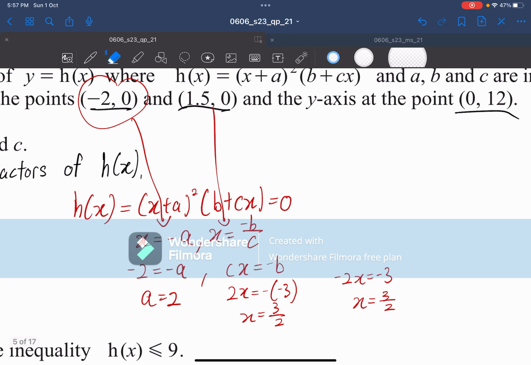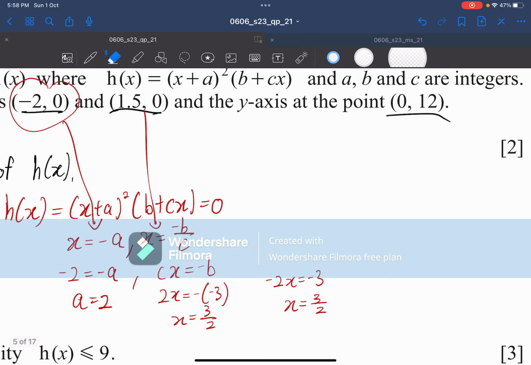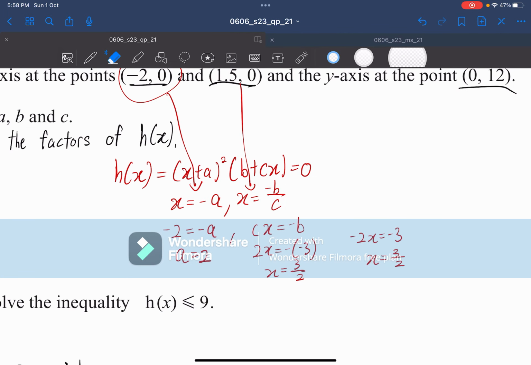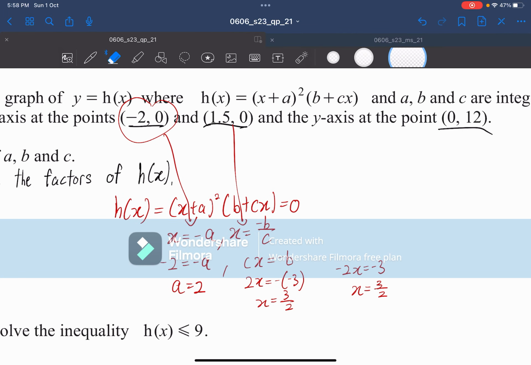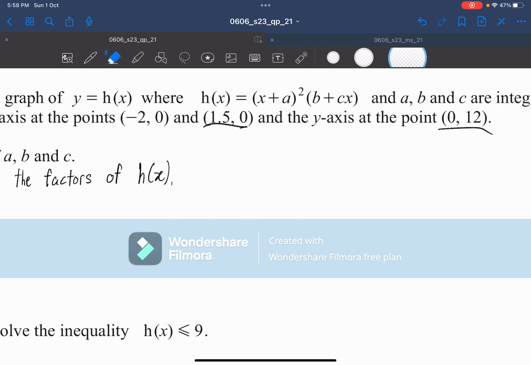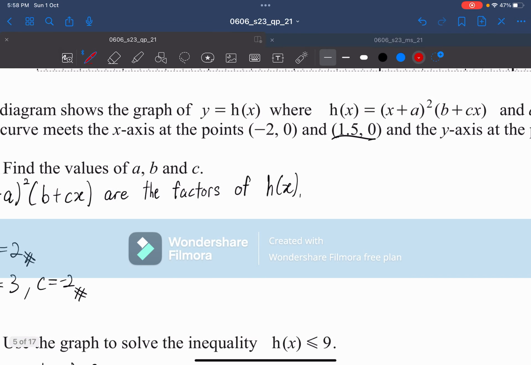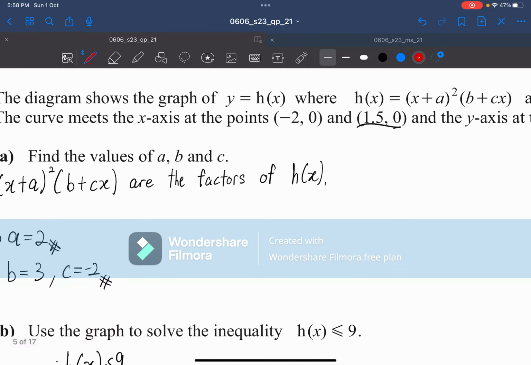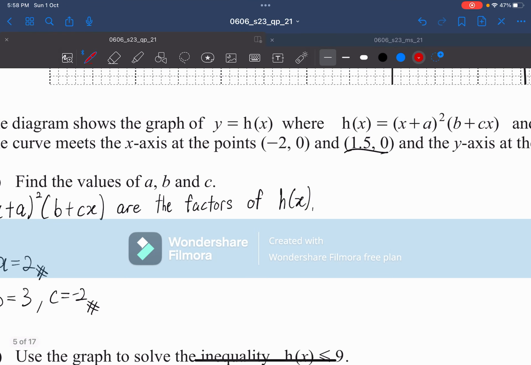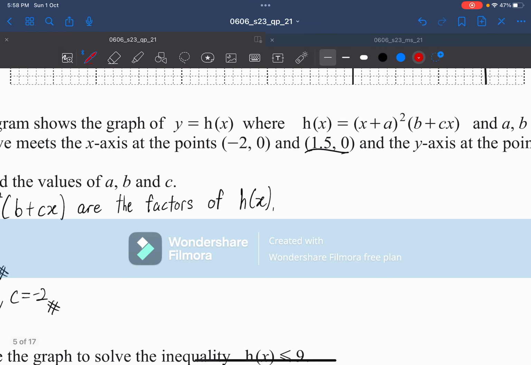So the trick is that we have to use the y-axis, or the y-intercept, which is (0, 12), right? So we have to use (0, 12) to figure out the sign of b and c. We know what a is. a is going to be 2. So we confirm a equals 2. The way you figure it out is just substituting (0, 12) into h(x).